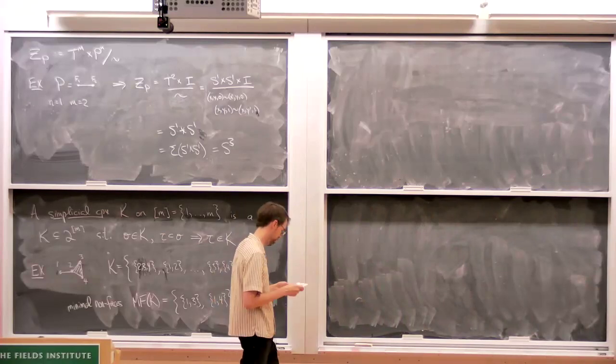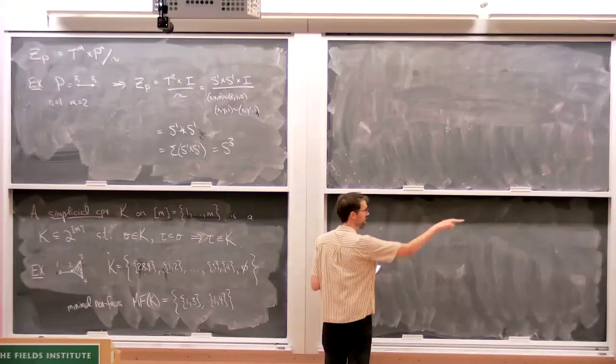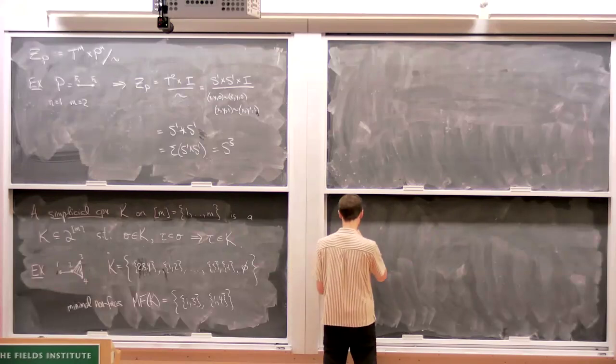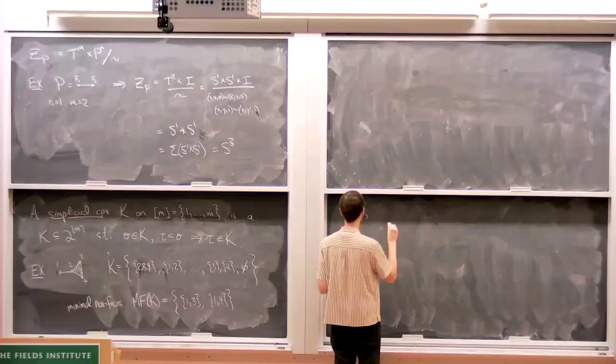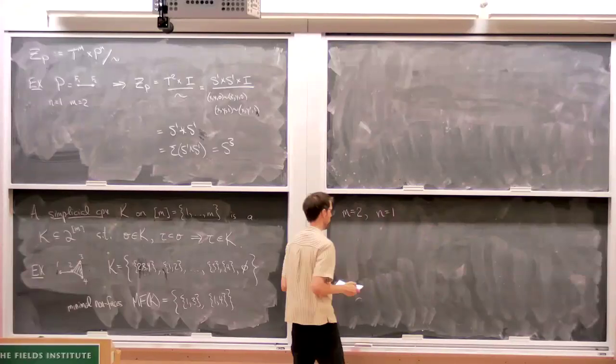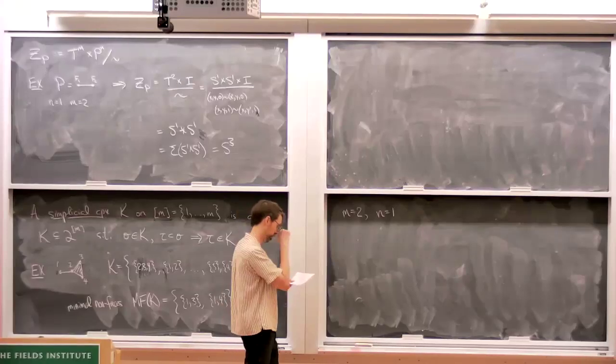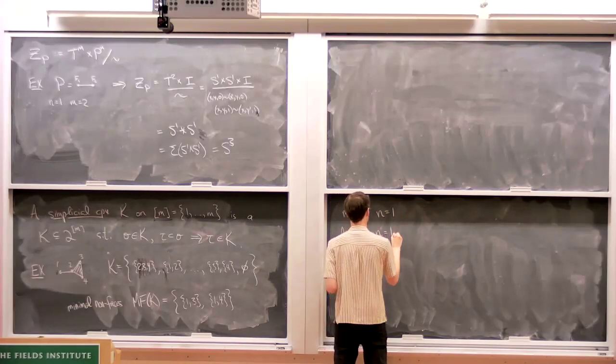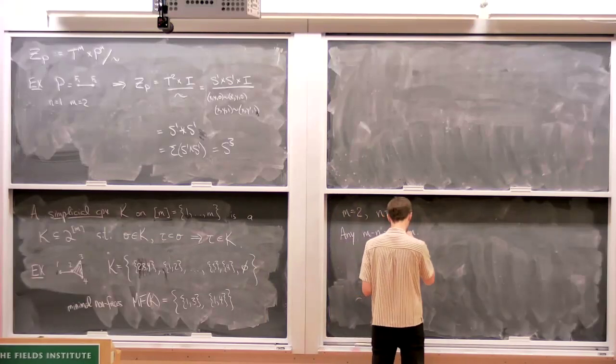Yes, the diagonal S1. Thank you very much. So in this example, notice M was 2, the number of vertices, and N was 1. So we're asking, are there any M minus N, or 1 dimensional, subtori?